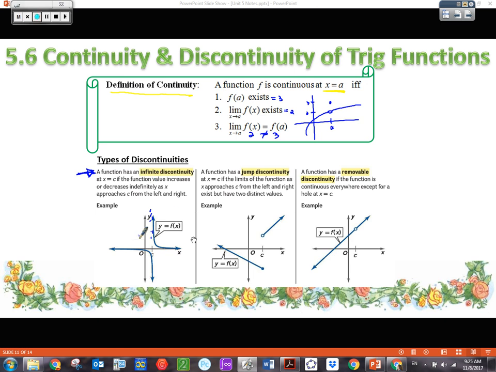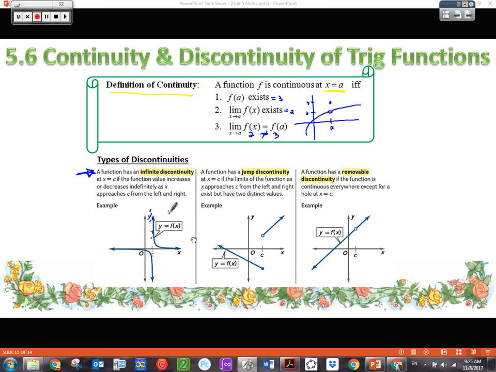We will have these, because tangent has vertical asymptotes, cosecant too. We have a lot of trig functions that have vertical asymptotes. So this is really the main one, the only one that we're going to deal with in this particular unit. Jump discontinuity comes later.